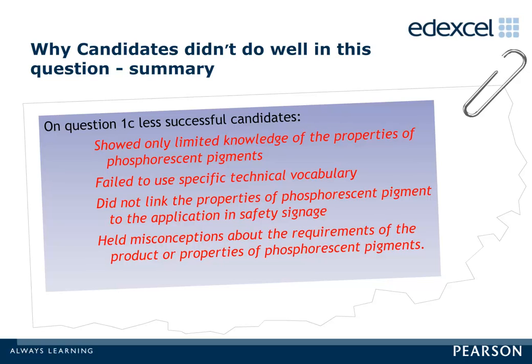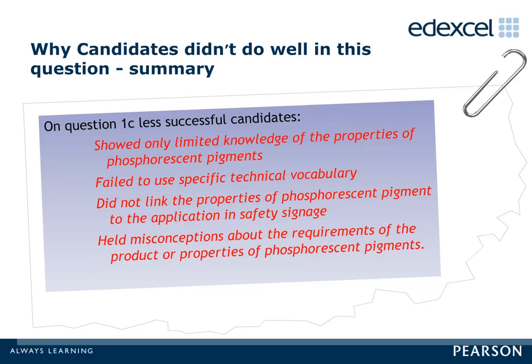The key difference between the higher and lower achieving candidates, however, was the lack of a link between the properties of phosphorescent pigment and its application in safety signage. Commonly, they would either describe how the pigments function or how the signage was enhanced. Many lower scoring candidates repeated the question in their answer.